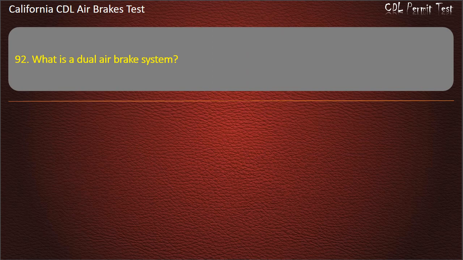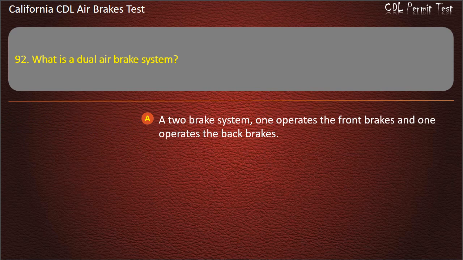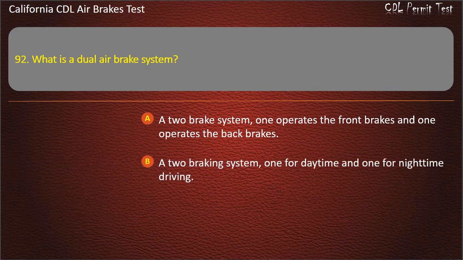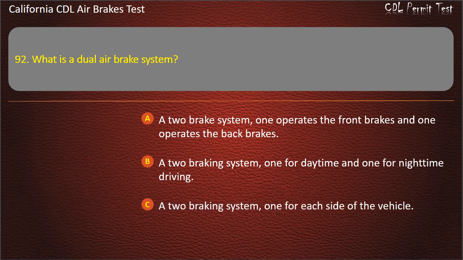Question 92. What is a dual air brake system? A two brake system, one operates the front brakes and one operates the back brakes. A two braking system, one for daytime and one for nighttime driving. A two braking system, one for each side of the vehicle. Answer. A two-brake system, one operates the front brakes and one operates the back brakes.